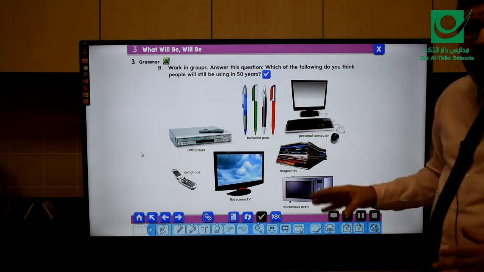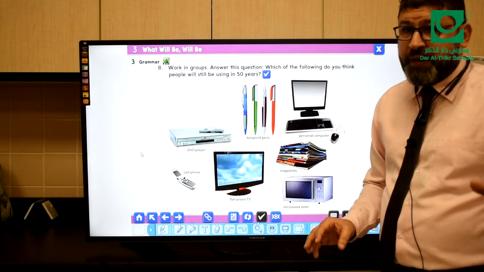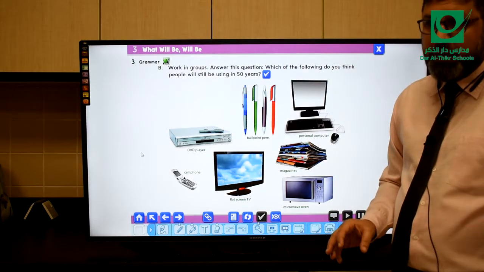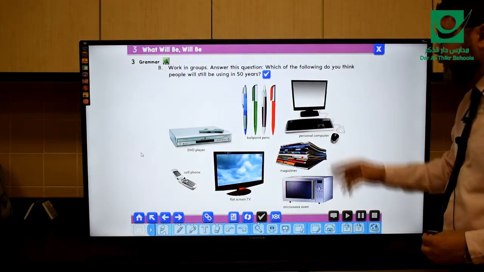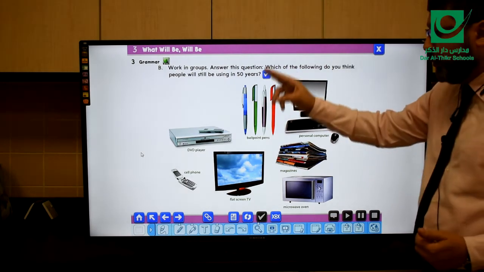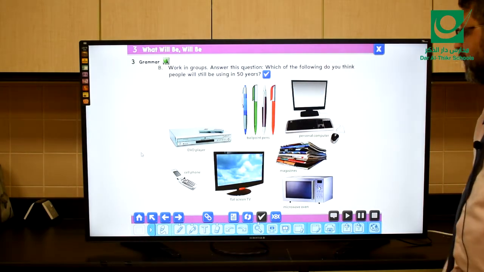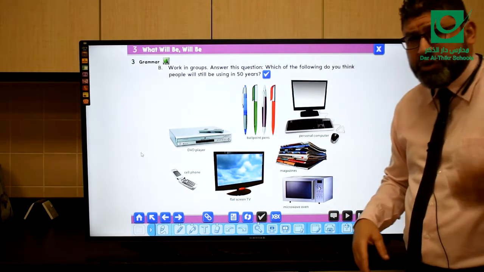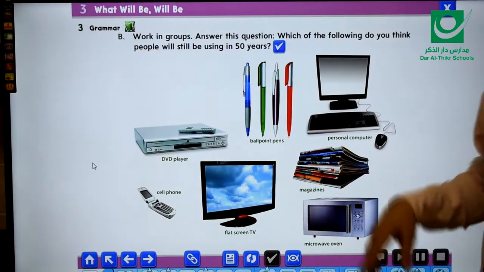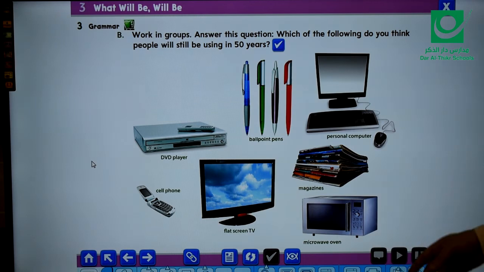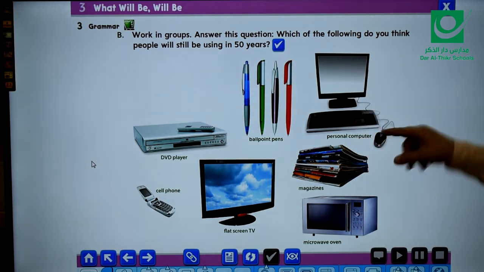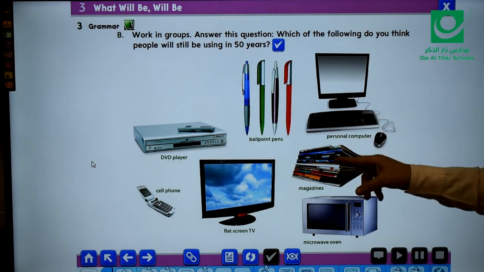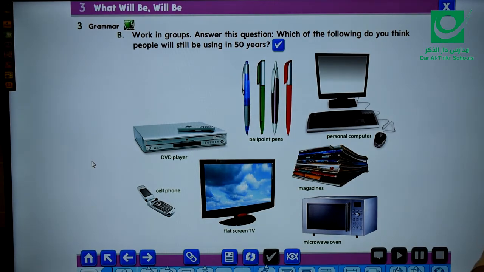We are going to form some sentences here using the future progressive. Again, the future progressive will be will be verb plus ing, or be going to be verb plus ing. So let's start. We say, for example, personal computer. Which of the following do you think people will start using in 50 years? The personal computer. Just imagine that we don't have personal computers now, and this is something that will be used in the future. So simply I can say, people will be using personal computers in the future. I care about the form here: will be using.